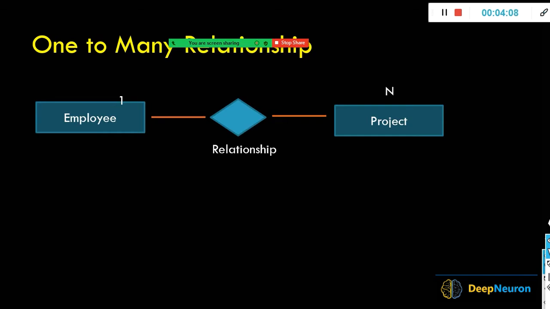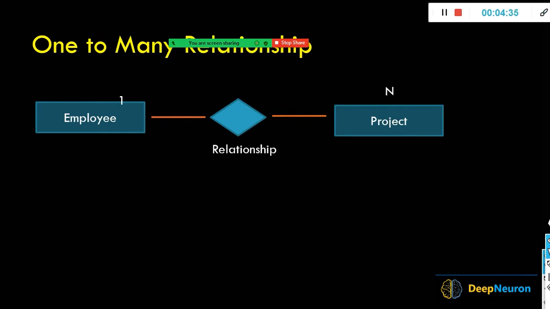The next one is the one-to-many relationship. What is a one-to-many relationship? A single employee can work on more than one project. If you are working in a software project, you may be working on a retail project, and also on a supply chain management project. You'll be 50% working there and 50% on the other project. A single employee can work on more than one project. This is an example for one-to-many.